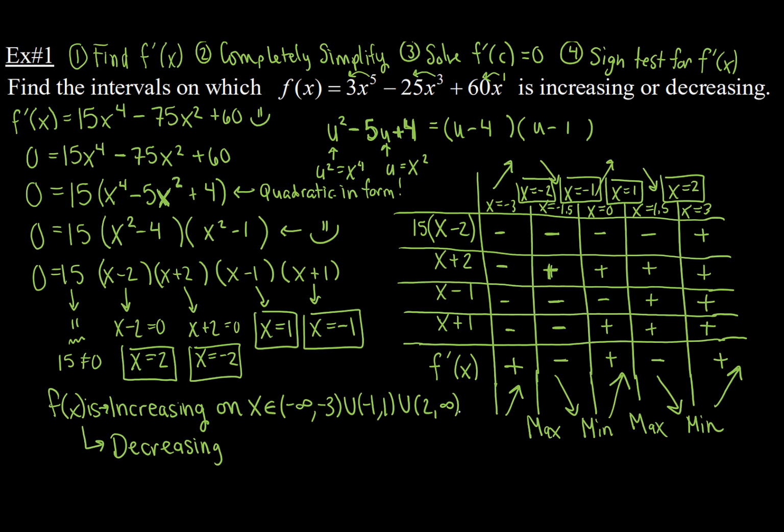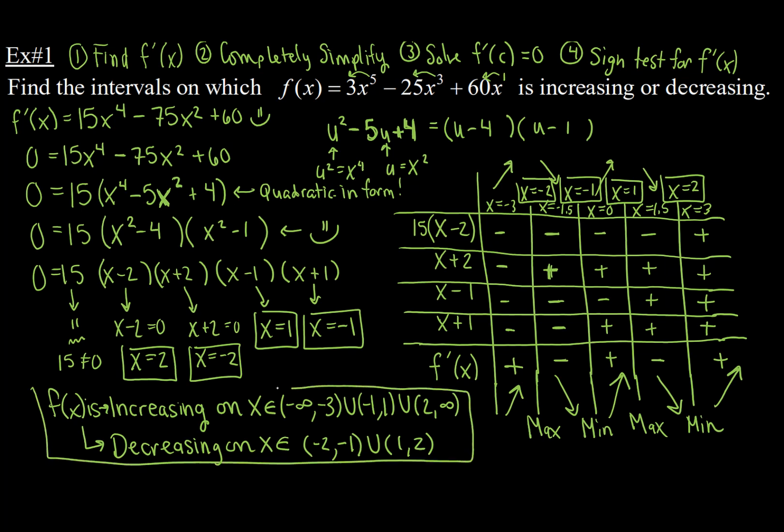And then it's decreasing on those other intervals. So it's decreasing when it's negative. This is going down from negative 2 to negative 1. And notice I'm using open intervals here. The endpoints are not included. And it's going down again from 1 to 2. All right. And this is how I can use my first derivative to tell if I'm increasing or decreasing.